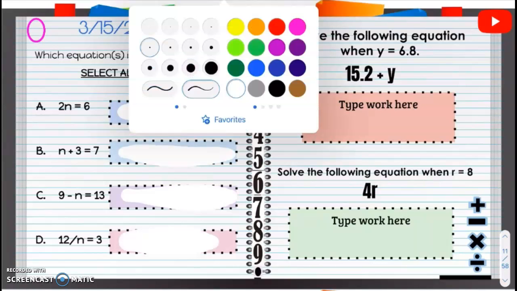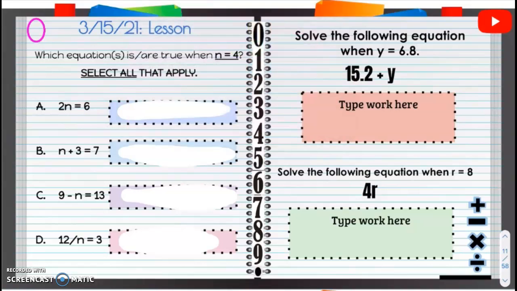Alrighty, so first one says 2 times n equals 6. Well, if we have 2 times n, that means when n equals 4, 2 times 4, does that equal 6? 2 times 4 I know equals 8, not 6. So that's wrong.